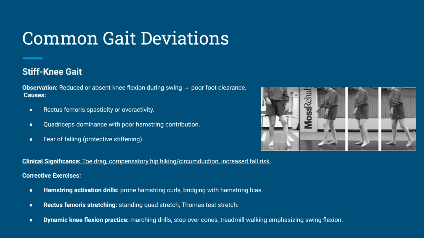A stiff knee gait. This deviation shows up most clearly in swing phase, but the root cause is often earlier. What you observe: reduced knee flexion during swing, poor foot clearance, toe drag, and compensations like hip hiking or circumduction.